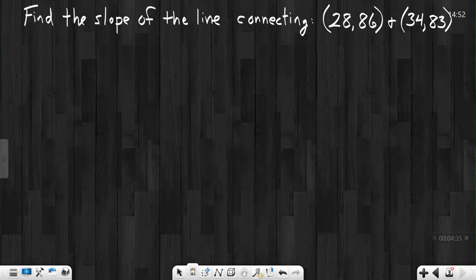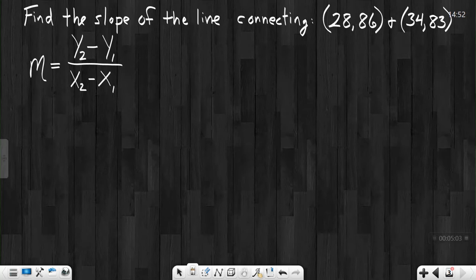Let's take a look at a bigger one. Here now, all of a sudden, they ask us to find the slope of a line connecting 28, 86 and 34, 83. I definitely do not want to draw the graph of this. But remember, my formula to calculate my slope algebraically can always be found by taking the second y value minus the first y value. That's my change in y. Over my change in x, my second x value minus my first x value.